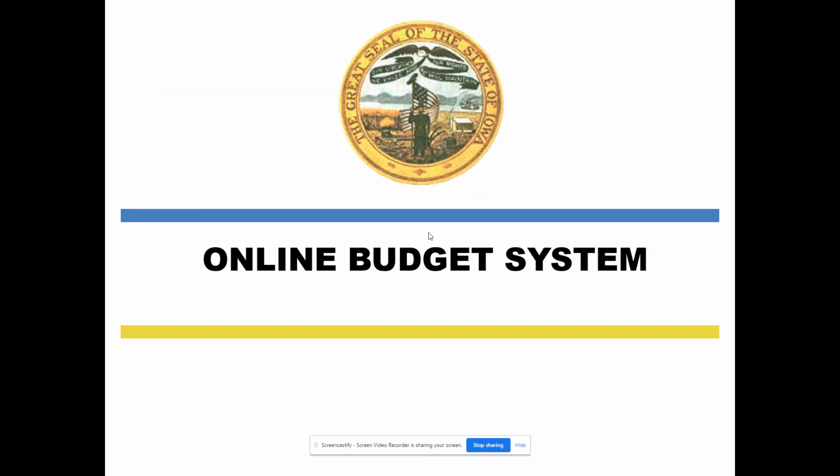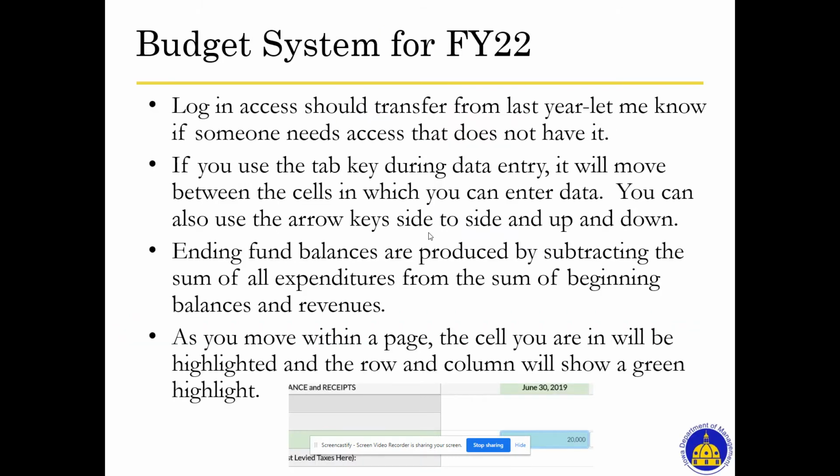So I want to take a few moments to refresh your memory regarding the online budget system. It is the same as it was in fiscal 21, which was new for that year. Your login access should transfer from last year, but if you have someone that needs access that doesn't have it or needs to be removed, etc., please let me know.